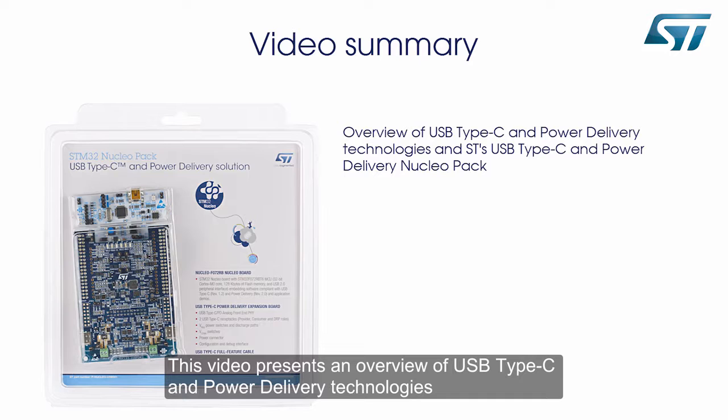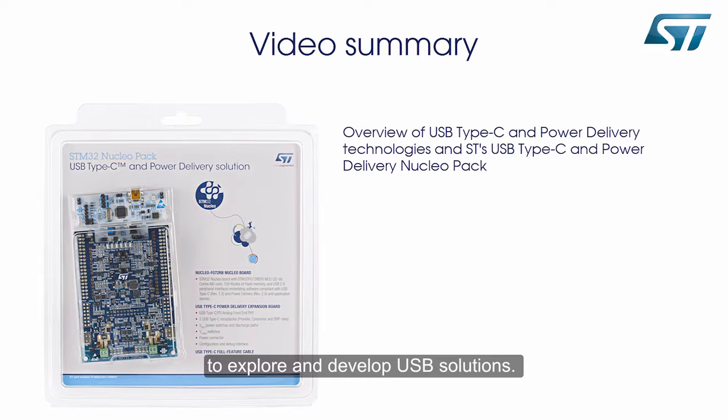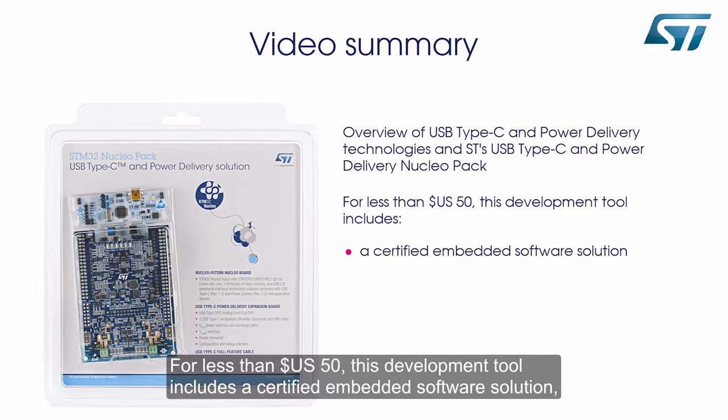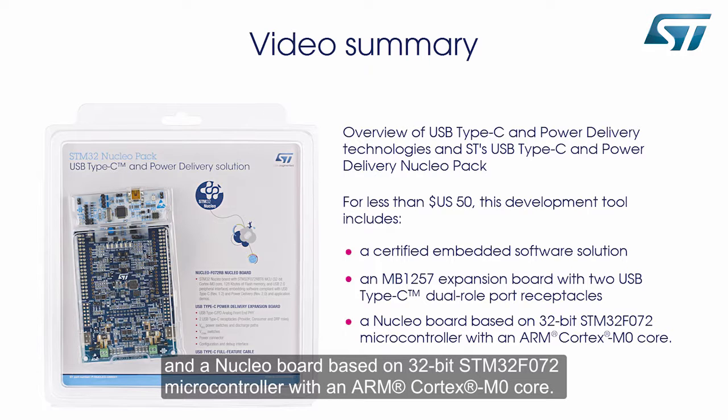This video presents an overview of USB Type-C and power delivery technologies and shows how you can use ST's USB Type-C and power delivery NUCLEO-Pack to explore and develop USB solutions. For less than $50, this development tool includes a certified embedded software solution, an expansion board with two USB Type-C dual-role port receptacles, and a Nucleo board based on a 32-bit STM32F072 microcontroller with an ARM Cortex M0 core.